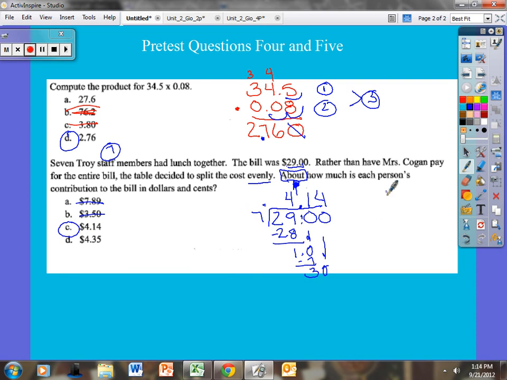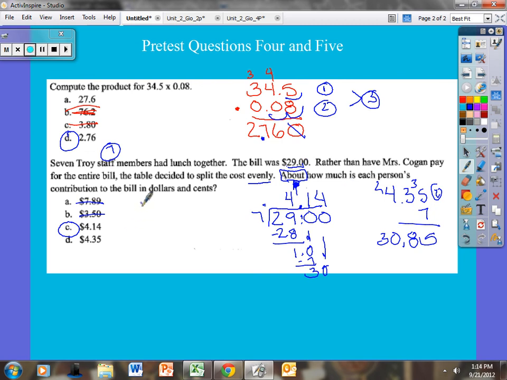To check this, let's say you thought it was D. I'll take $4.35 and times that by 7 because 7 people. That's 35. That's 21 plus a 3, that gives me 28, I believe. Put a 2 up there. 7 times 4 is 24. Plus 2, that gives me 30. 2 decimal spots, move over 2. That's $30.85, which is pretty close.